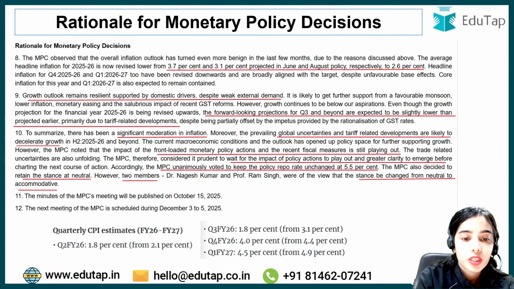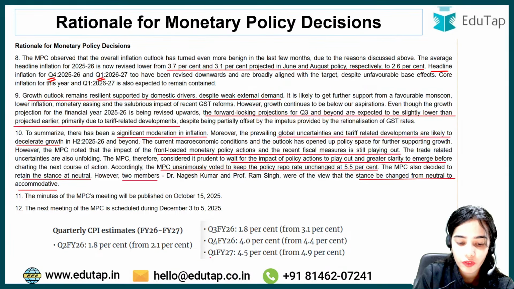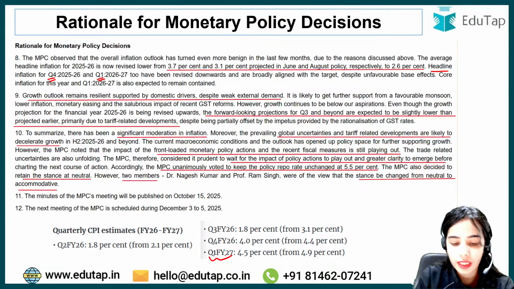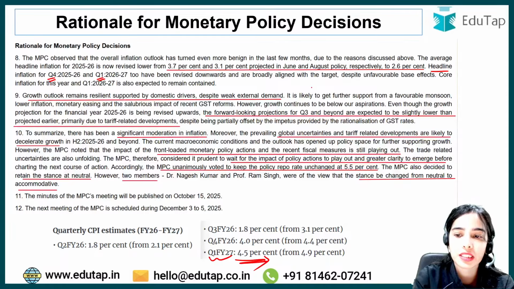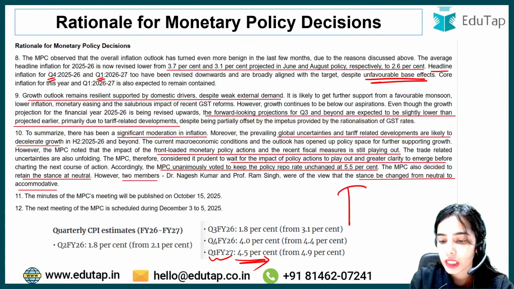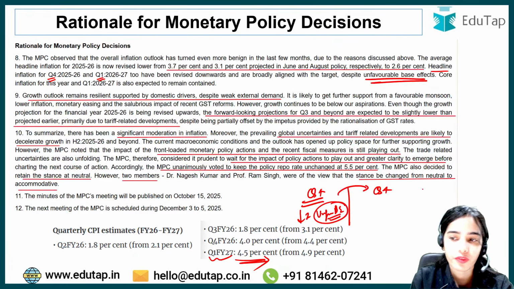Now, headline inflation for quarter 4 and quarter 1 of the coming financial year, that is 2026-27, will also be higher because of the unfavorable base effects, because we are comparing the current quarters with the previous year's quarters, and in the previous year's quarters the inflation was very low. So there is an unfavorable base effect.